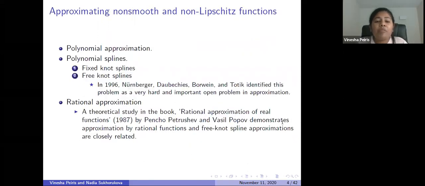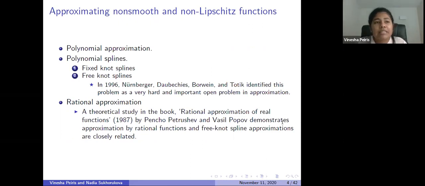Okay, so we have polynomial approximation. It is simple and easy to handle. But when it comes to approximating a non-smooth or a non-Lipschitz function, polynomial approximation is not very efficient. We might need a higher degree polynomial, but eventually it may lead us to numerical instabilities. One way to overcome this problem is to use polynomial splines, which are piecewise polynomials.